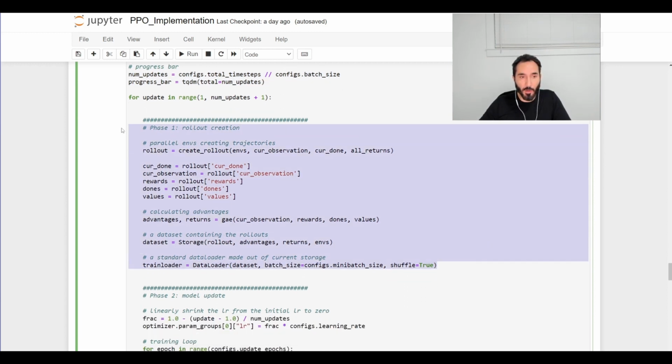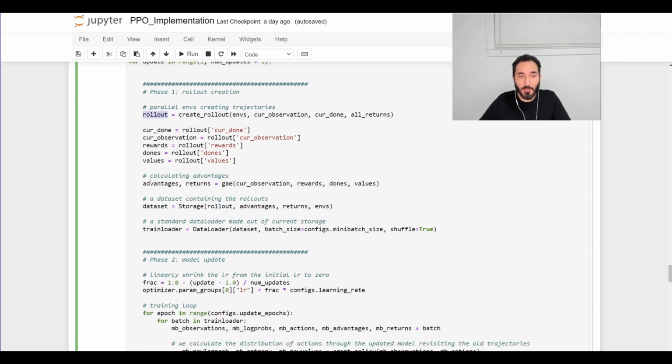So here is phase one. As you can see, I first play the game and create some rollouts. And then I calculate the advantage and returns of those rollouts. I put them into a storage data set, which is a standard PyTorch dataset format. And then I feed it into a PyTorch data loader so that I can create mini batches of the size that I specified in the hyperparameter, in a random fashion through the data set. So basically collecting some random mini batches from the storage.